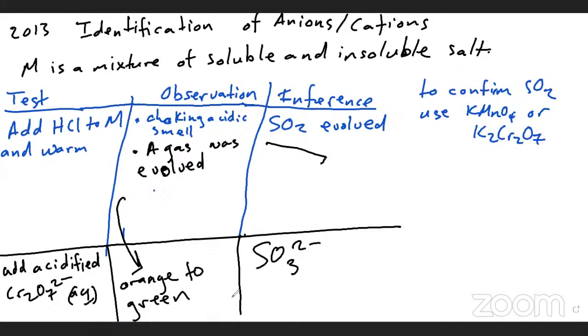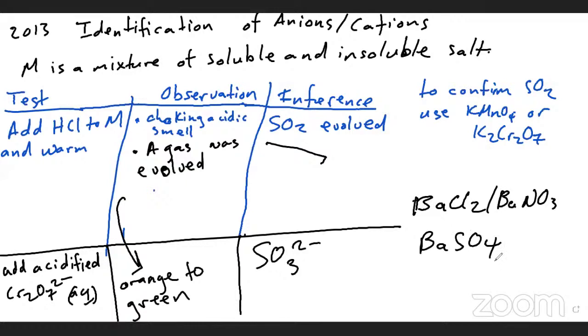So you have SO3 2 minus. With SO4, you would have gotten a precipitate. With sulfate, we normally use barium nitrate or barium chloride, and you would have gotten a precipitate of barium sulfate. But the sulfide would not give you a precipitate. That is why we need to confirm it by allowing a gas to be evolved. So we do this type of reaction to produce the gas to confirm sulfide.